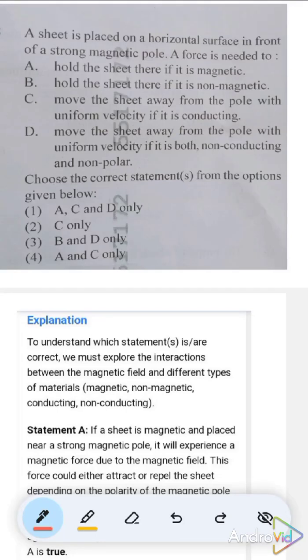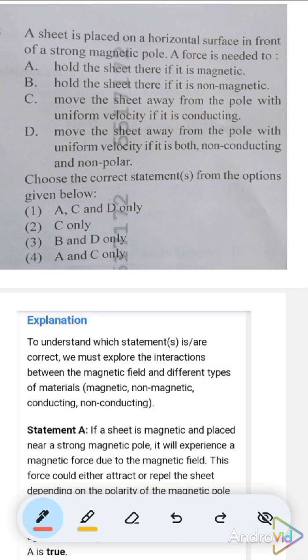Good evening, students. In today's video, I am going to discuss a question from NEET 2024 Physics. And let's see the question. A sheet is placed on a horizontal surface in front of a strong magnetic pole.